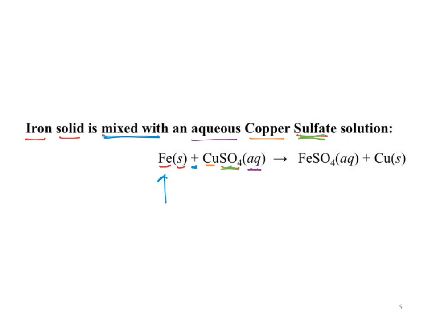What is the charge on iron all by itself? 0. Anything in its elemental state, so by itself, has a 0 charge. What is the charge on iron in the product? Okay, based on the formula given here, you should be able to predict that it's a +2. How do you predict that? Sulfate is a -2. The iron would have to balance it out.